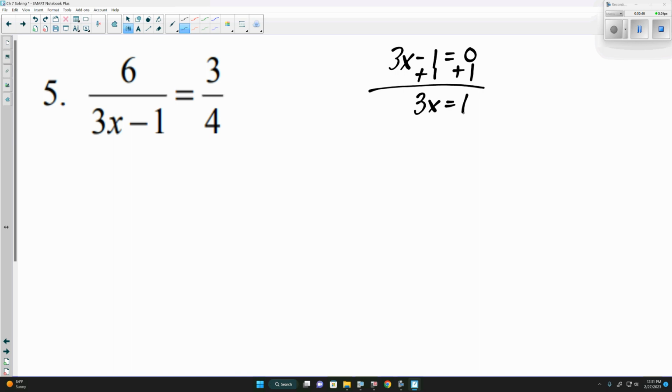So the first thing we can do is add 1. Then we would divide by 3, telling us that x cannot be positive 1/3. Because if we get a solution of positive 1/3, it's one of our restrictions and it doesn't work.